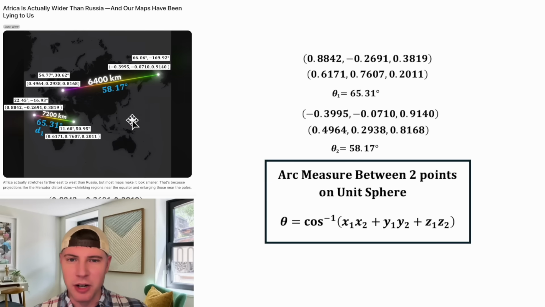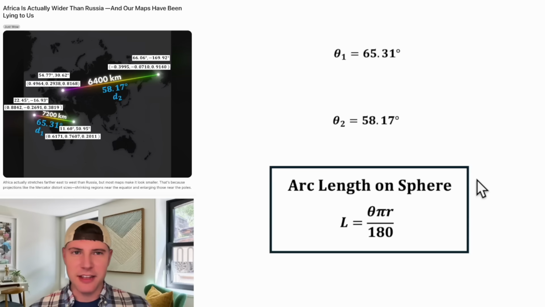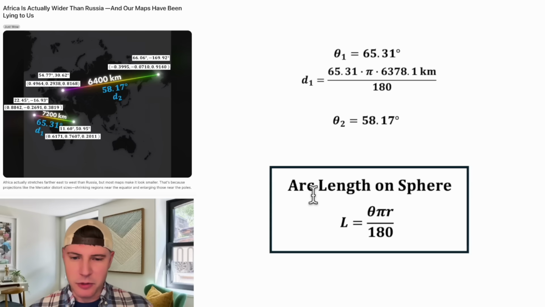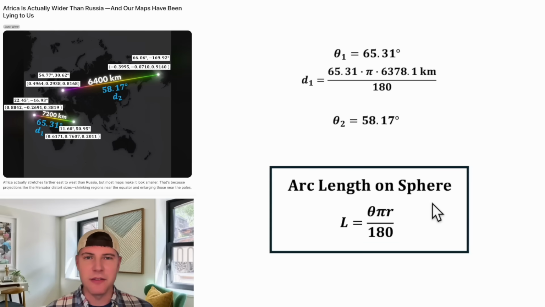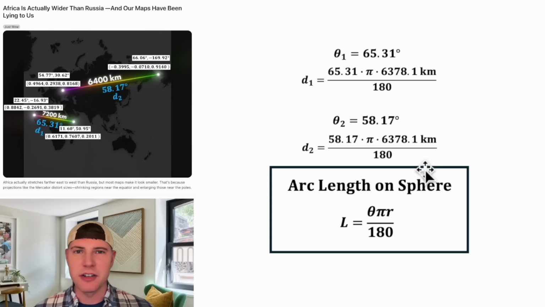Let's call this d sub 1 and this can be d sub 2. In order to find these distances, we're going to use these notes right here. It's the arc length on a sphere. The length is equal to the theta in degrees times pi times the radius, whole thing divided by 180. So to get d1, it'll be equal to theta, which is 65.31, times pi, times the radius of Earth, which is about 6,378.1 kilometers. So we can plug that in right here. And all that is going to be divided by 180. Now we can do the same thing for d sub 2. For theta, we can plug in 58.17. For pi, we can plug in pi. And for the radius, we can do 6,378.1 kilometers. And that is all going to be divided by 180.